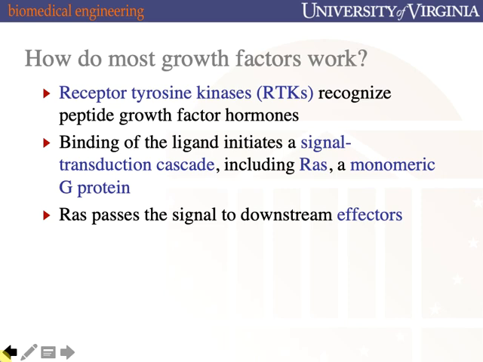After ligand binding to the RTK, there's transduction of the signal from the activated receptor tyrosine kinase through a signaling pathway that involves that G protein RAS that I mentioned briefly a couple of lectures ago, and then a number of downstream effector pathways, of which one you'll hear about in greater detail today, that MAP kinase signaling pathway that I introduced briefly.